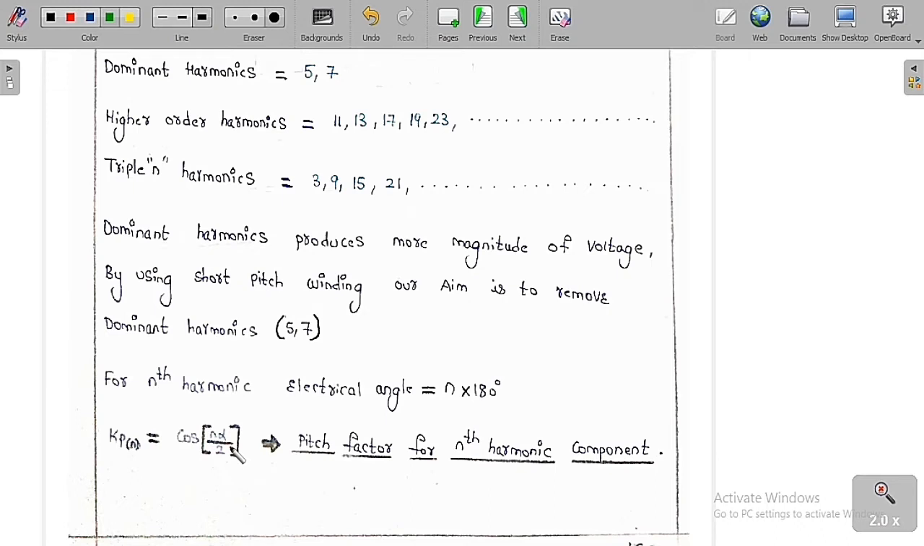So the pitch factor for the nth harmonic is cos of n alpha by 2. Simply, we can say Kp with the subscript n is cos of n alpha by 2. It is called the pitch factor for the nth harmonic component.